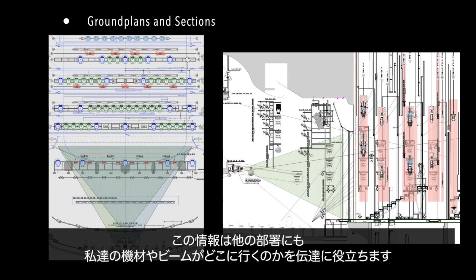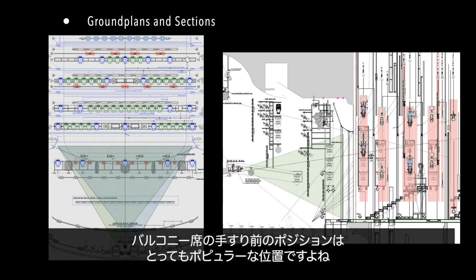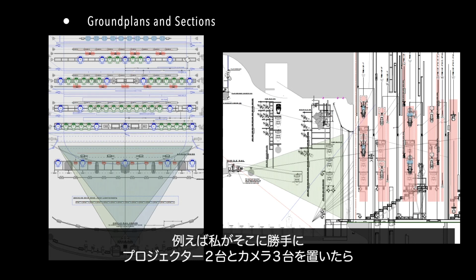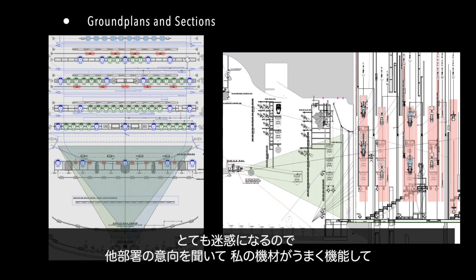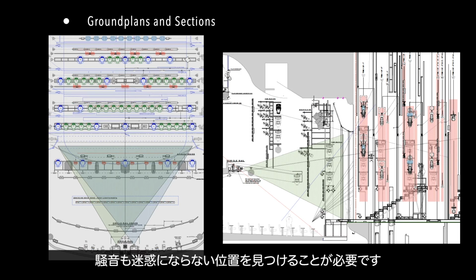You know, the 8 feet at the center of a balcony rail is a very popular set of square footage in a theater, and so to ask for 2 projectors to go there and 3 cameras, that's a big ask, and so you want to make sure that everybody on the different design teams is aware of those needs, and that you can put them there, that you can baffle the noise of them there, and that you can control the sight lines around them.